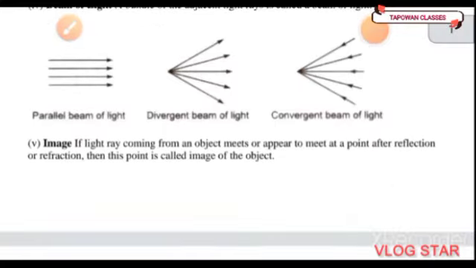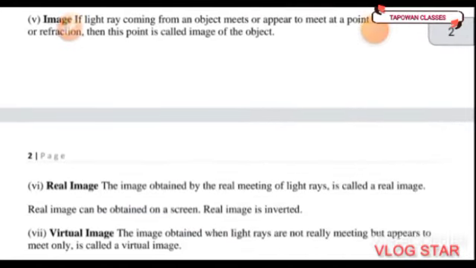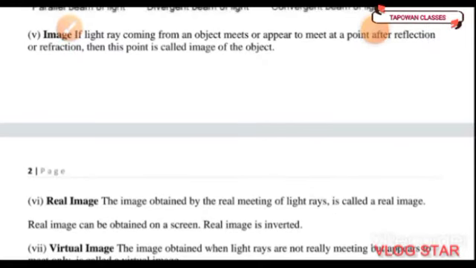Now images. What is an image? We have lots of questions about images. If light rays coming from an object appear to meet at a point after reflection or refraction, then this point is called the image of the object. Basically we understand reflection and refraction from standard 6, and images also start from standard 6.